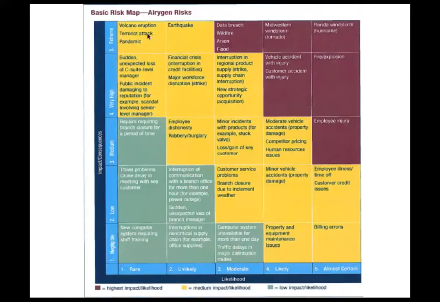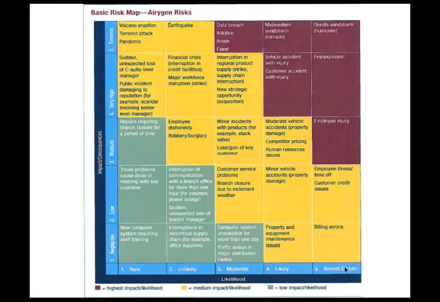So this is a basic risk map that they put in there for Aerogen risks. And so they've expanded this, right? So one of our risks was Florida windstorm, hurricane. This is also everything. So Midwestern windstorm. So this is the entire corporation. Fire, explosion, potential vehicle accident. You can kind of see where all these things are. In the bottom down here, you're going to see that rare, unlikely, moderate, all the way to almost certain, as well as the consequences being all the way to extreme.